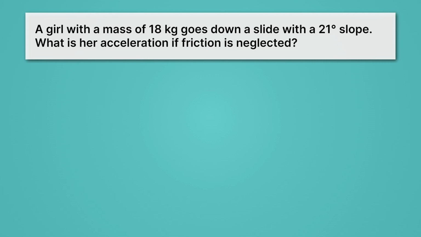This problem tells us that a girl with a mass of 18 kilograms goes down a slide with a 21-degree slope. What is her acceleration if friction is neglected? Well, let's start with a picture. We know that we have a slide here, and that the angle is about 21 degrees. Let's draw the girl on the slide. Oh, it's such a cute little girl. Okay, it's a box. In any case, the acceleration we want to find is this one.